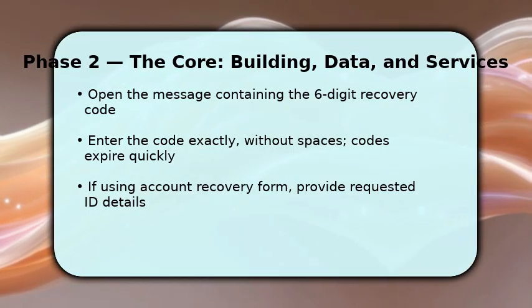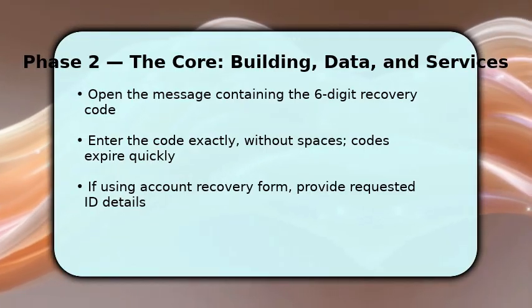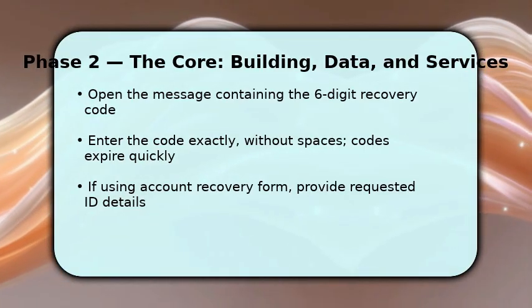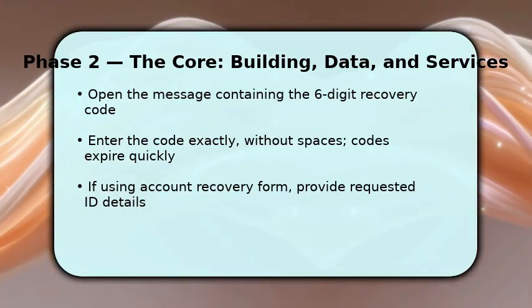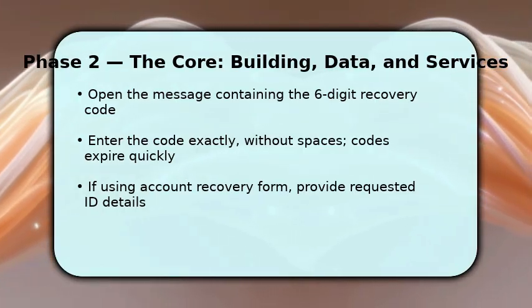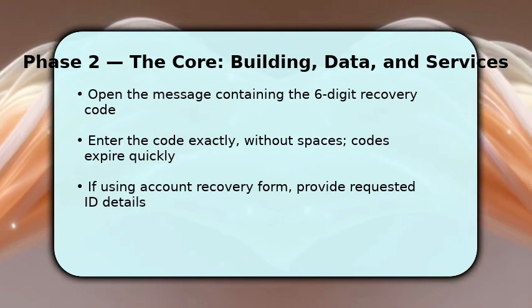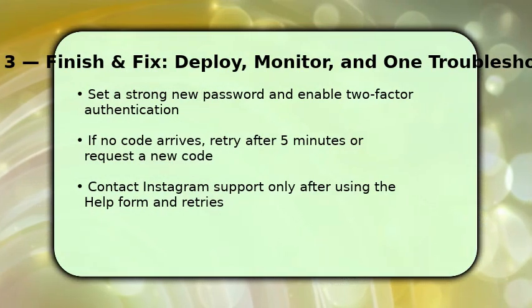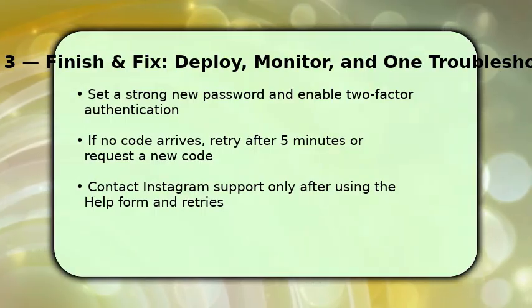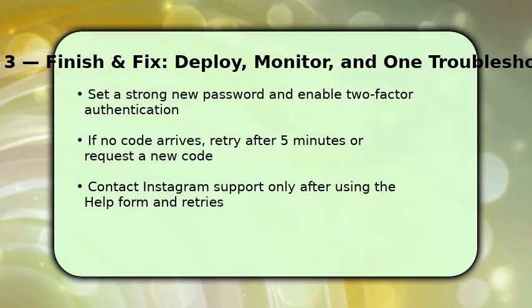Upload a photo ID or follow prompts to confirm ownership. Once Instagram verifies identity, you can set a new password. This step prevents others from accessing your account. You finish by creating a unique, strong password and turning on two-factor authentication to prevent future issues. This protects your account immediately.